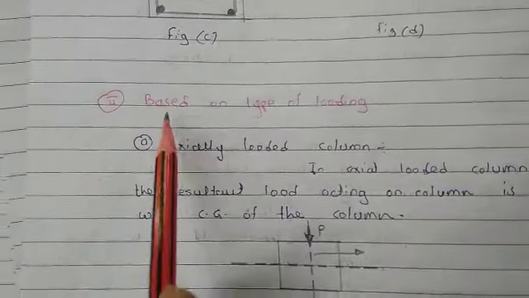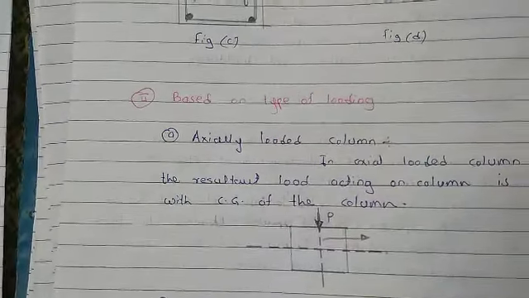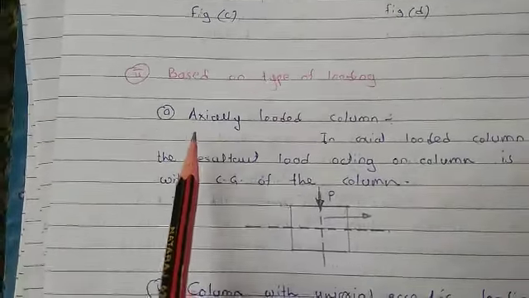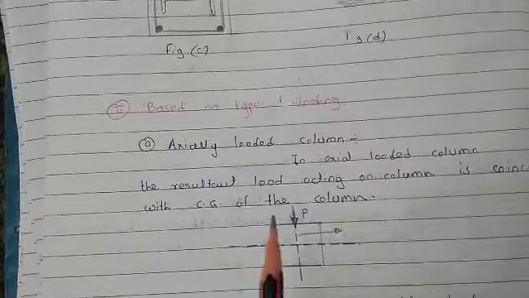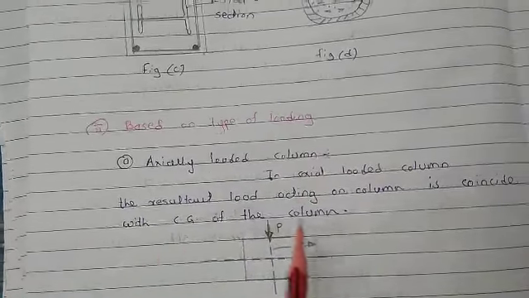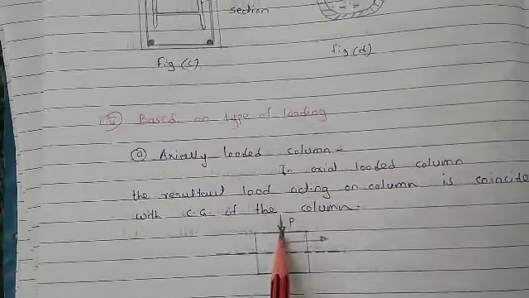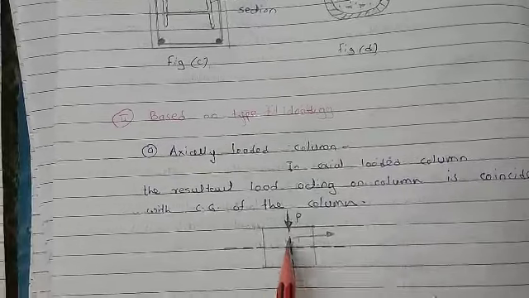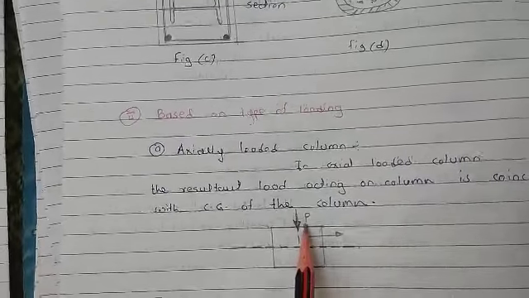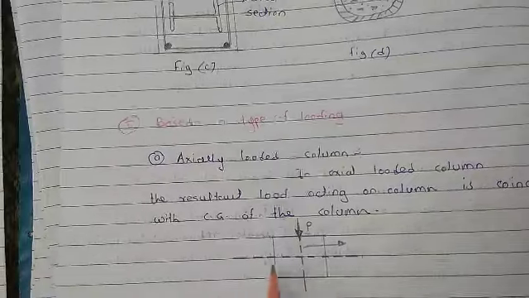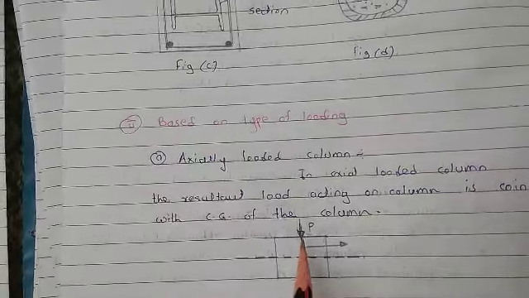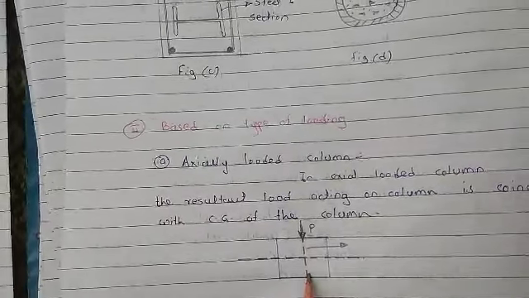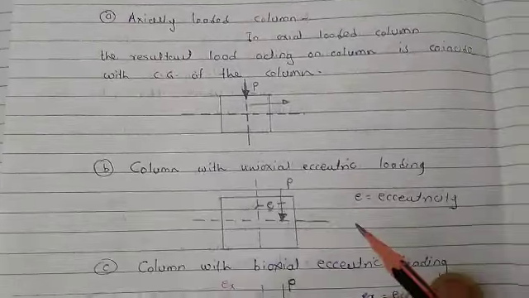The next classification will be based on the types of loading. The first one is called the axially loaded column. An axially loaded column is one where the resultant load acting on the column coincides with the CG of the column. So this is the load acting on the column and this is the CG of the column. Both coincide with the CG of the column. Then the column is called an axially loaded column.